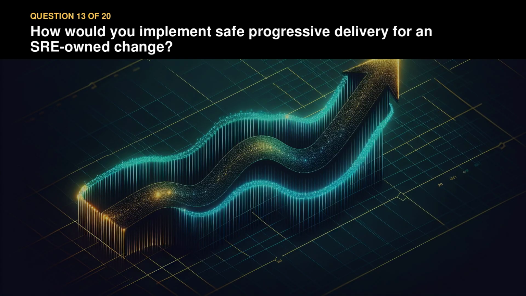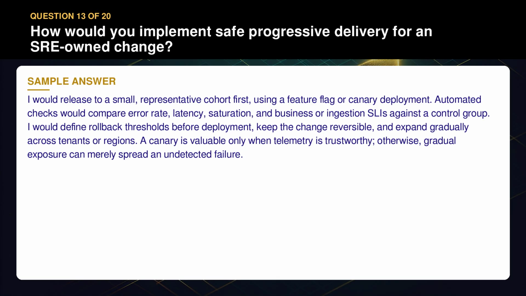Question 13. How would you implement safe progressive delivery for an SRE-owned change? I would release to a small, representative cohort first, using a feature flag or canary deployment. Automated checks would compare error rate, latency, saturation, and business or ingestion SLIs against a control group. I would define rollback thresholds before deployment, keep the change reversible, and expand gradually across tenants or regions. A canary is valuable only when telemetry is trustworthy. Otherwise, gradual exposure can merely spread an undetected failure.